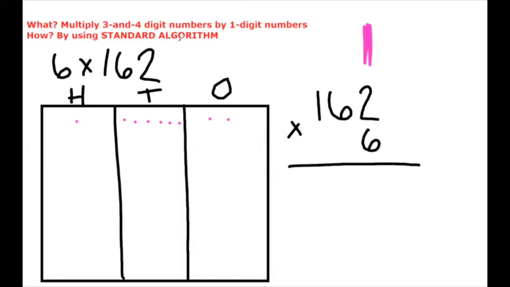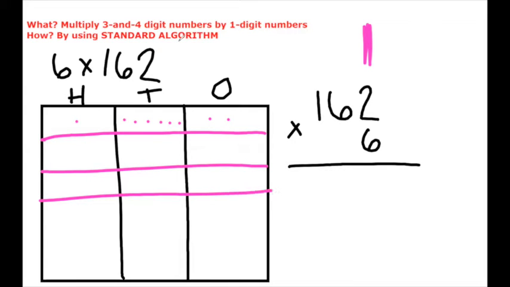If we're multiplying by 6, that means we need to have 6 groups of 162. So let's make 5 more rows. We have 1, 2, 3, 4, 5, 6. So now we should have 6 rows. So we're going to look at the standard algorithm before we start.